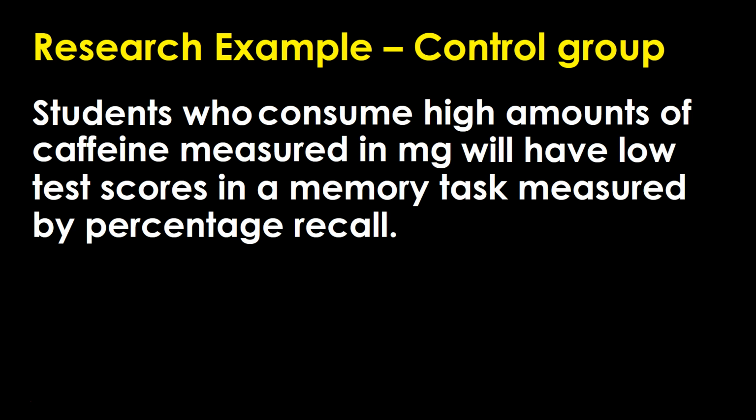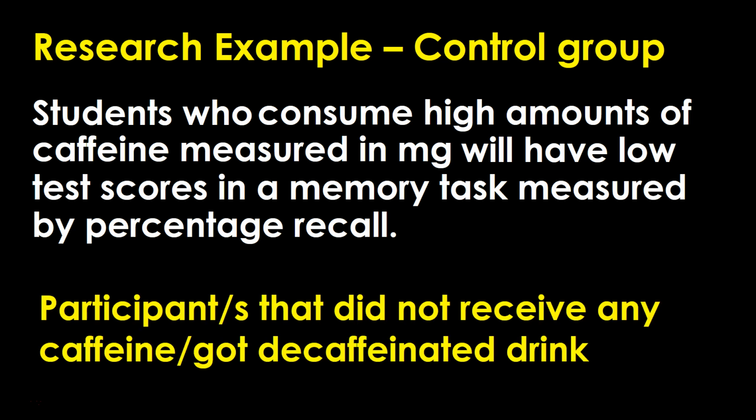Because in terms of experimental research, we'll look at this particular hypothesis. The second hypothesis was non-experimental, so we won't talk about that in this one. So students who consume high amounts of caffeine measured in milligrams will have low test scores in a memory task measured by percentage recall. So in this example, the control group then would be the participants that don't actually get any caffeine, or maybe they got a decaffeinated drink.